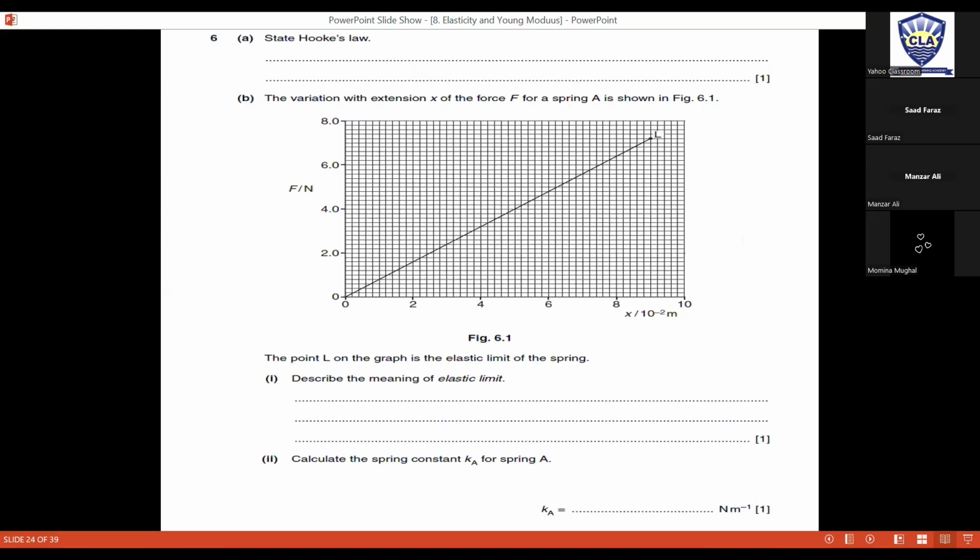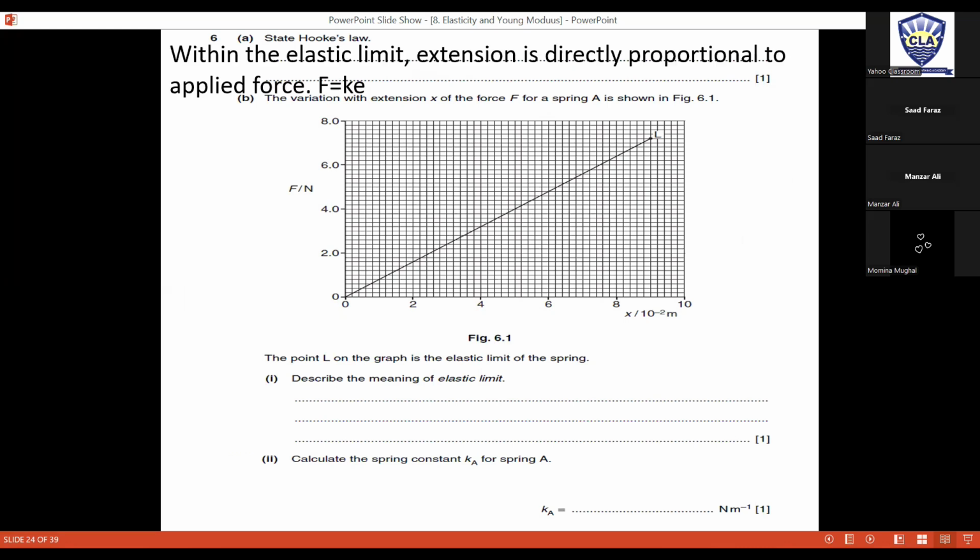Again we have a graph of F against x. हुक्स लॉ क्या है? Within elastic limit extension is directly proportional to applied force. F is equal to K E.